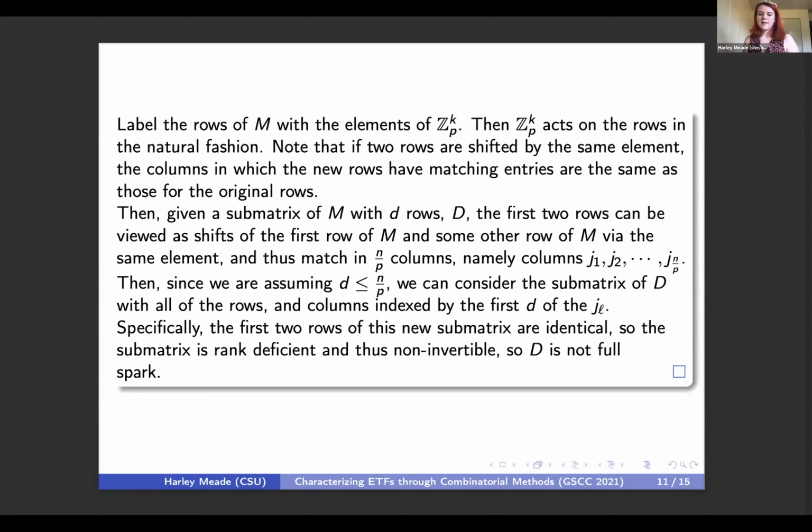Since we're assuming that D is less than or equal to N over P, we can look at the submatrix of D that has all of the rows that we're left with, and then columns that are the first D of these J. So we have a square D by D matrix. Since we specifically chose the columns that they match, the first two rows of the submatrix are exactly the same. And so this little square submatrix is going to be rank deficient, and thus it's not invertible. So we have that D is not full spark.